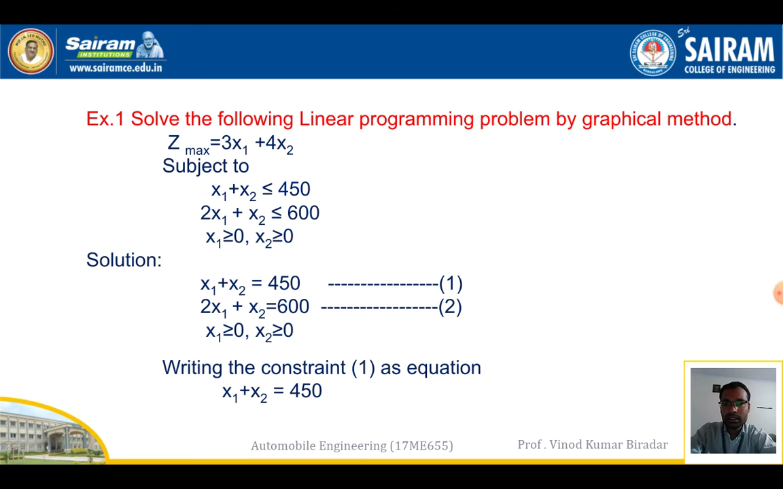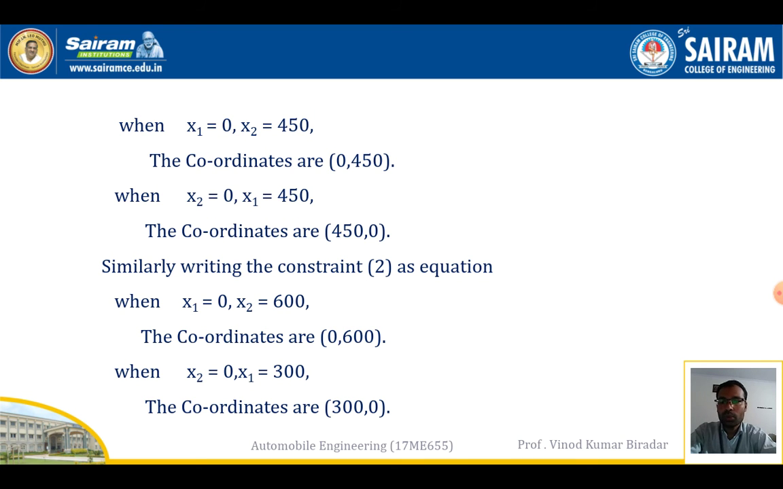Similarly, you find the constraint points for the second equation also. 2x1 plus x2 is equal to 600. Take that, write that equation, and put x1 is equal to 0 and see what the value of x2 is, and put x2 is equal to 0 and calculate the value of x1. Okay, so when x1 is equal to 0, x2 is equal to 600, and the coordinates are 0 comma 600. Next, when x2 is equal to 0, x1 is equal to 300.